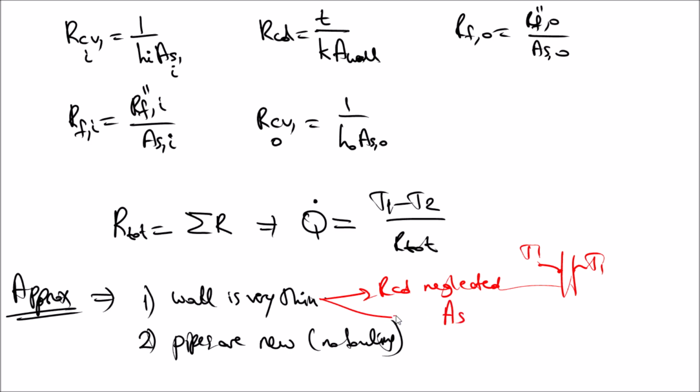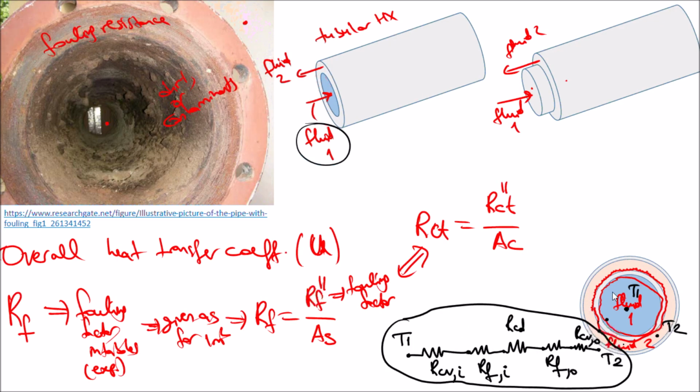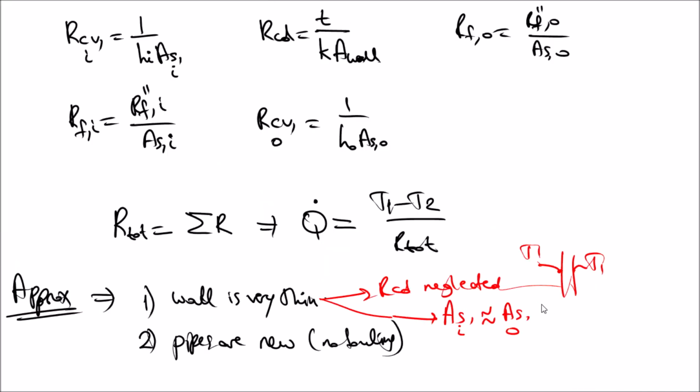The second result is that if the wall is very thin, the surface area of the inner tube will be approximately the same as the surface area of the outer tube. This will be the result of this approximation, and then this one will be equal to delta T divided by R_conv inner. The areas are the same, so this one can be neglected, and we don't have it here. So R total here becomes R_conv total.